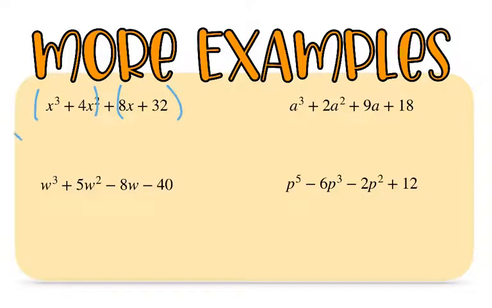So in the first group, I can take out an x squared, and what would be left is x plus 4.